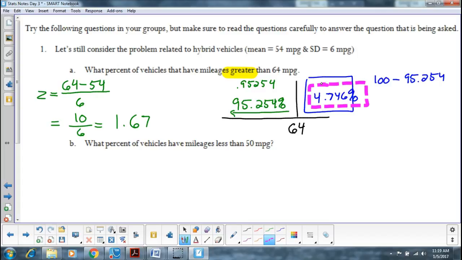Okay? You now calculate the next one. You calculate B and C for me, please.